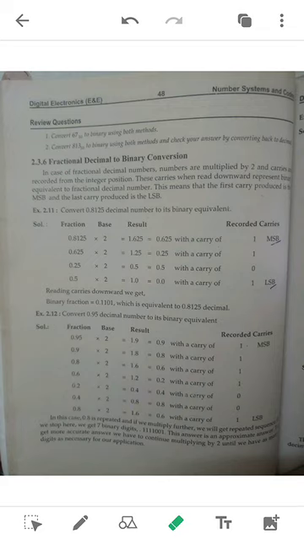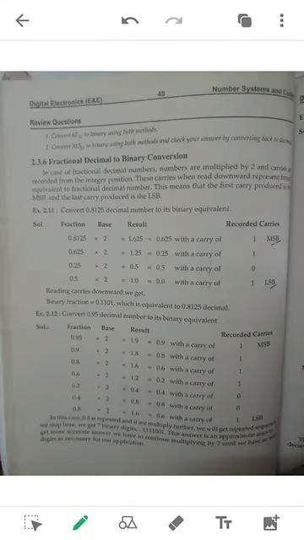Let us see the example of how this works. Here you can see we convert 0.8125. Let us see how the conversion of this fractional decimal number takes place. This is the decimal fractional number 0.8125 that we want to convert into its binary equivalent.